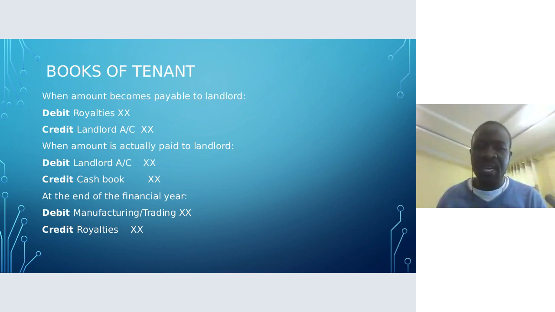If the amount becomes due to the landlord, the entries to be made are, one, debit the royalties account, that is the first one. Two, you are supposed to credit the landlord's account. Debit the royalties account with the amount that becomes payable, then you credit the landlord's account.